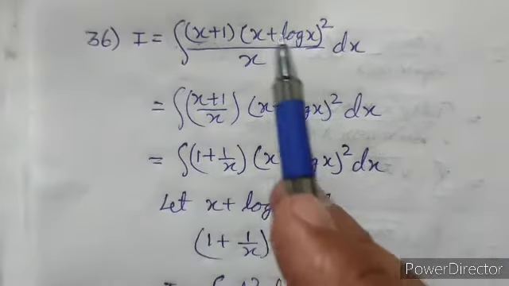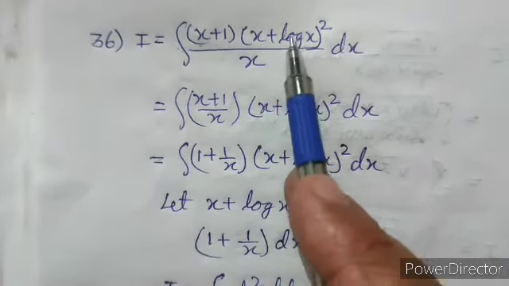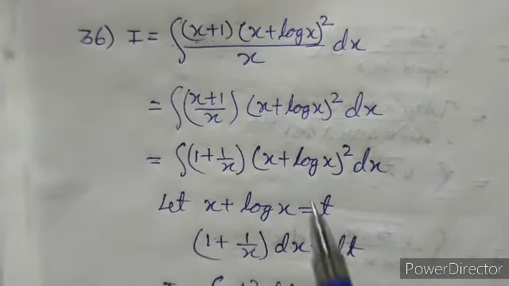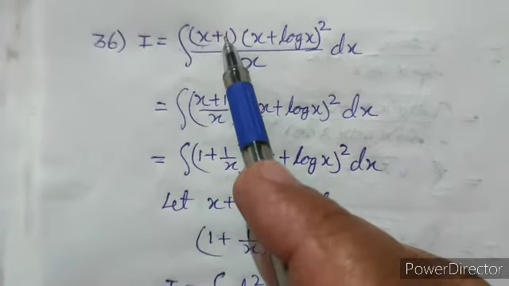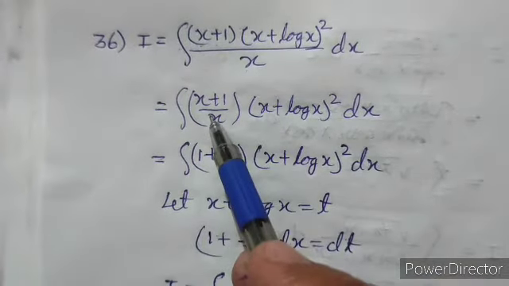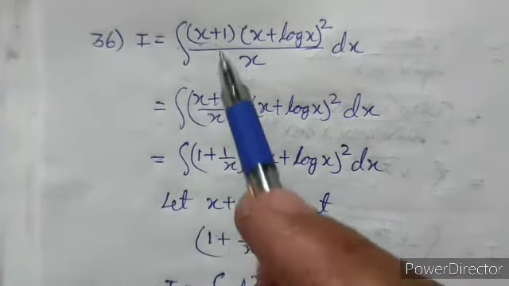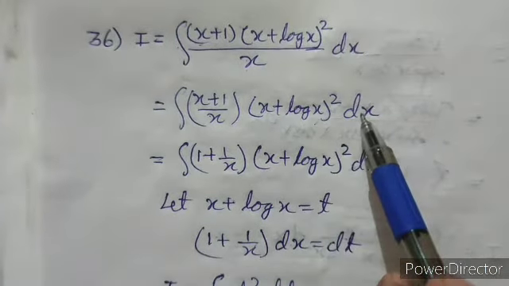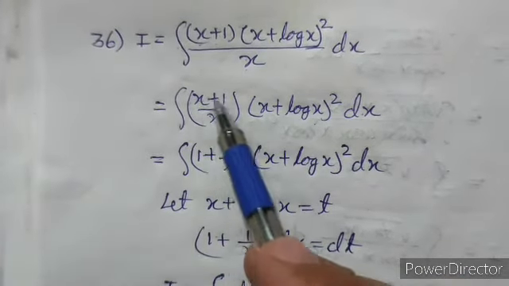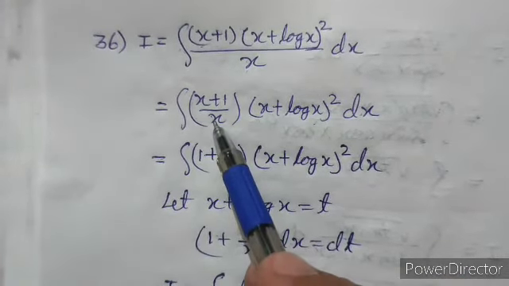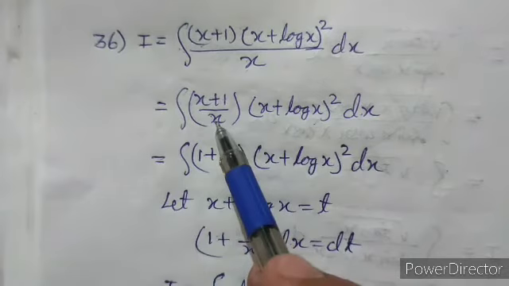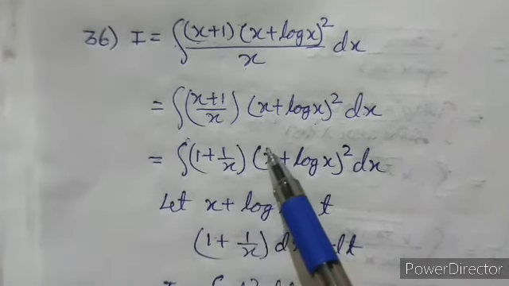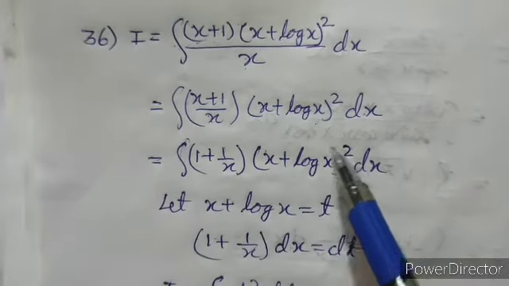As we know, the integral of the derivative of x plus log x will be equal to 1 plus 1 upon x dx. So here we will divide x plus 1 by x. So this will give us the integral of x plus 1 upon x into (x plus log x) whole square dx. Now on dividing x plus 1 separately, both x and 1 separately by x, we are getting this as the integral of 1 plus 1 upon x into (x plus log x) whole square.